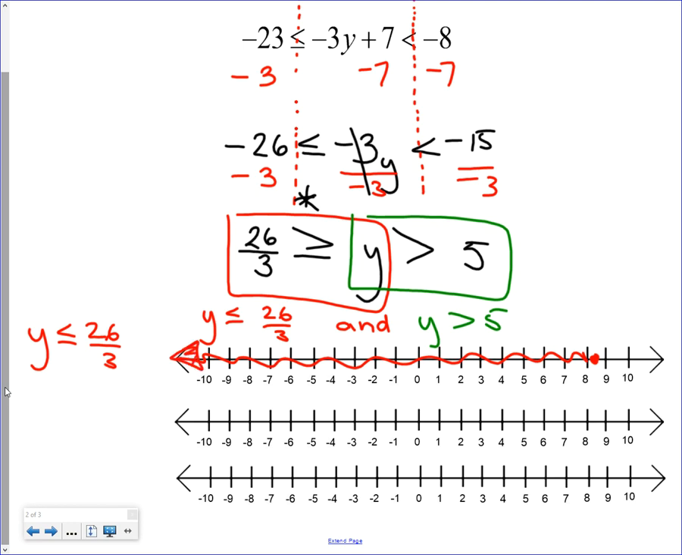Let's do the green one now. Y is greater than 5. Would be an open dot at 5 and shaded to the right. So if these two graphs were overlapping, or were sitting on top of each other, where would they overlap? Let's look. It's in between the numbers 5 and 26 over 3, about.